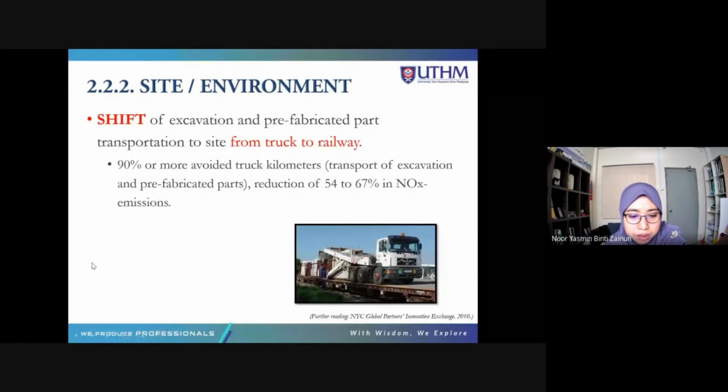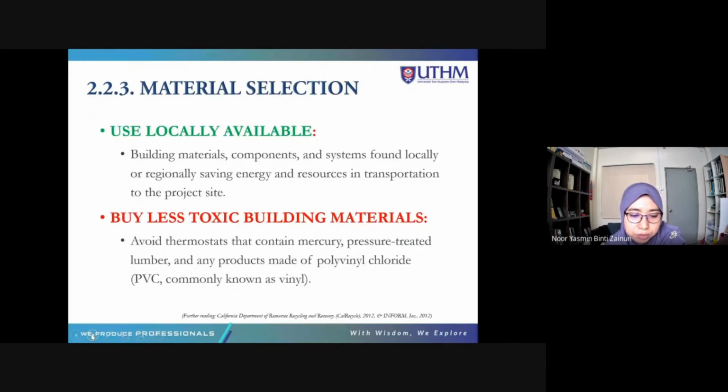And then on the site or environment element, we need to shift excavated and prefabricated parts, where the transportation is from truck to railway, because trucks will produce gas emissions, okay, and 90% or more of truck kilometers are avoided by using railway. So angkut barang pakai railway tak ada gas emission, kita dah kurangkan pencemaran udara.